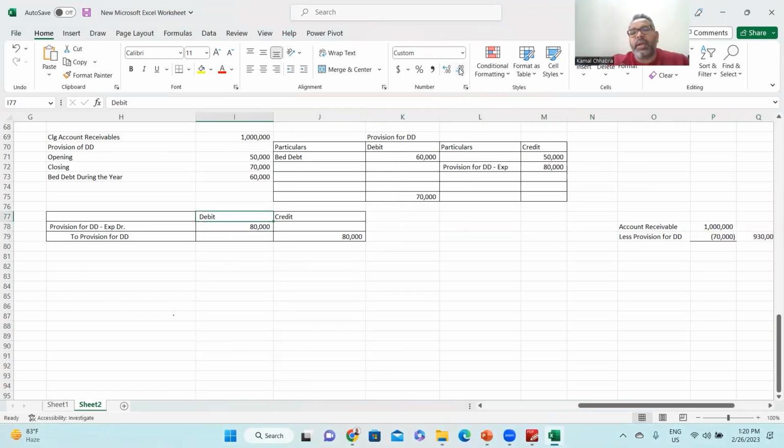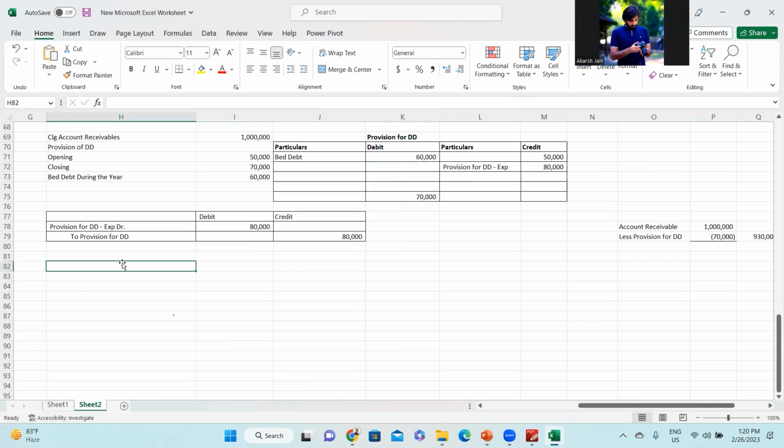So this is what it means. First thing is you have created a provision for doubtful debt. Second thing is you have actual bad debts. What is the difference between provision for doubtful debt and actual bad debts? The difference would be that at year end, on 31 March, you created a provision of the amount that is expected to not be received. That is the provision.